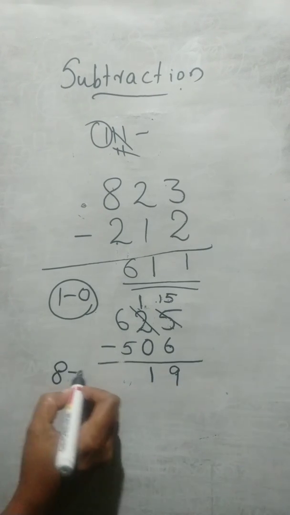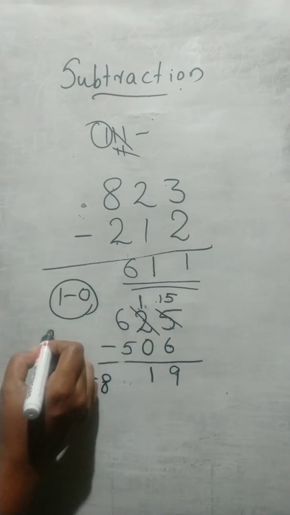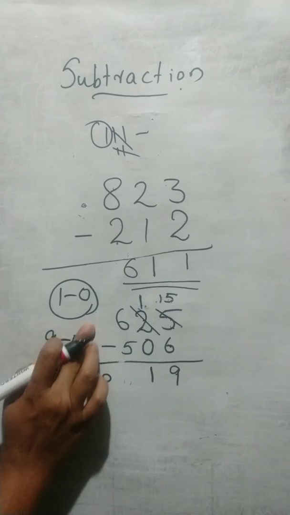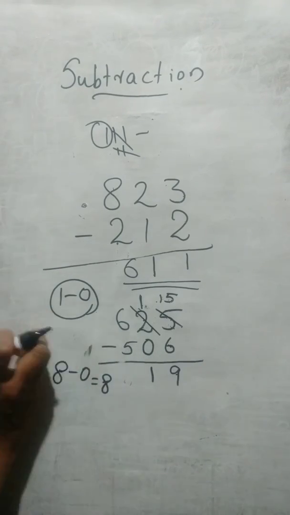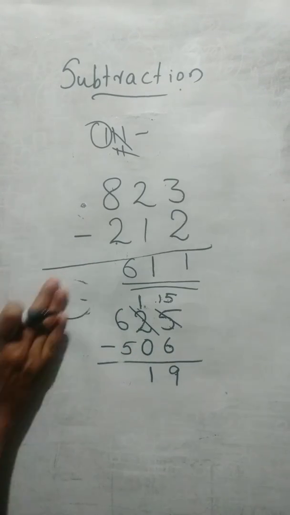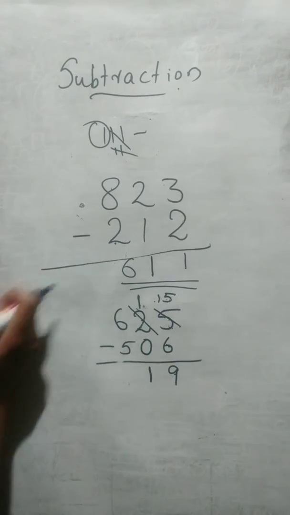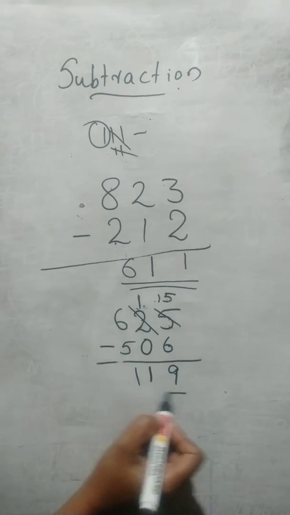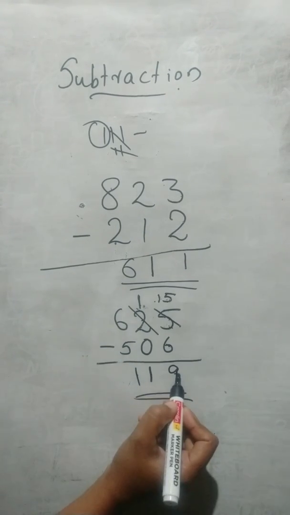Then 8 minus 0, 8 itself. Then 9 minus 0, 9 is the answer. Okay. If we take away 0 from any number, that number itself will be the answer. Then next 6 minus 5, 1. So the answer is 119.